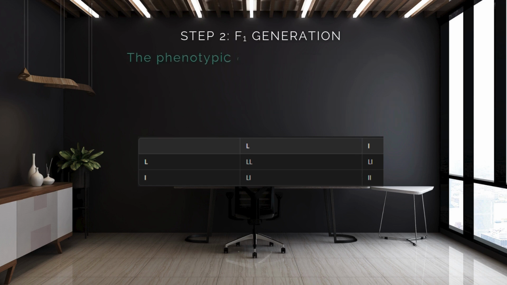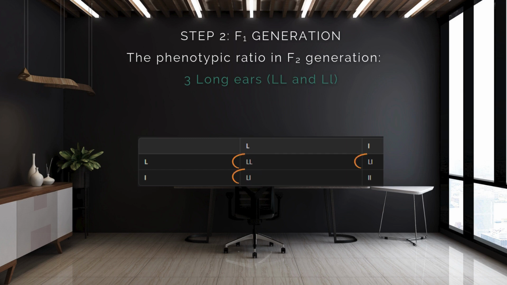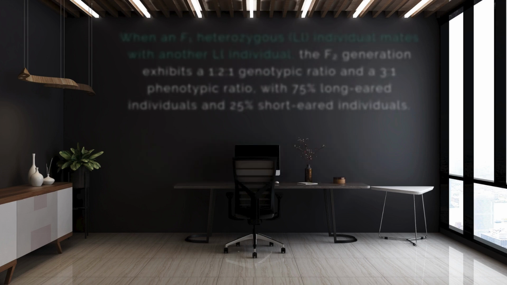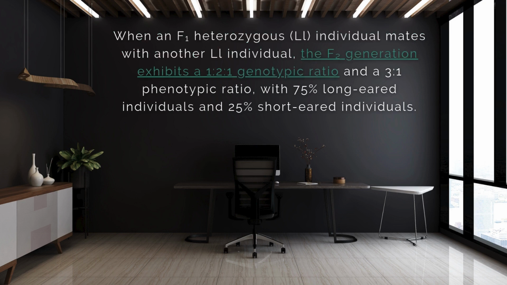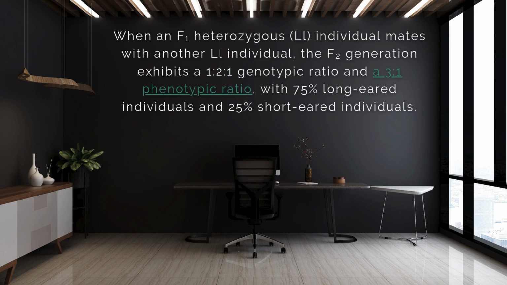Now let's see the phenotypic ratio in F2 generation. 3 long ears and 1 short ear. Thus, the phenotypic ratio is 3:1. We can say when a F1 heterozygous individual mates with another heterozygous individual, the F2 generation exhibits a 1:2:1 genotypic ratio and 3:1 phenotypic ratio with 75% long-eared individuals and 25% short-eared individuals.